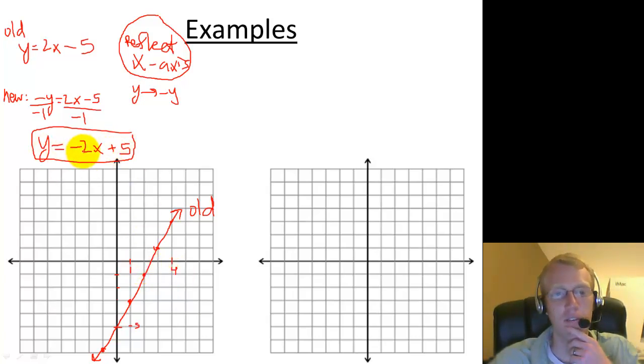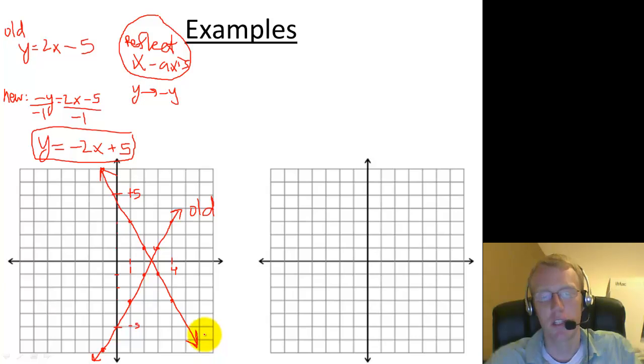Let's graph the new one, negative 2x plus 5. That one starts up here at positive 5. But its slope is negative 2, so we're going down 2 over 1, down 2 over 1, down 2 over 1. I'll try to draw this line pretty well. Okay, so by the time you've finished it and you label this one as your new one, there's a couple things that you should notice.